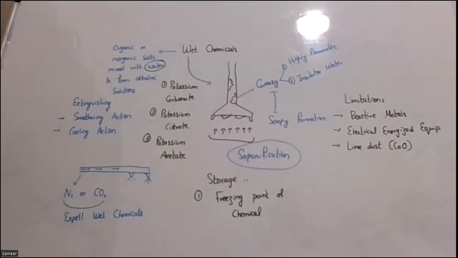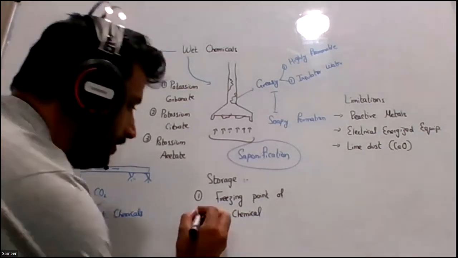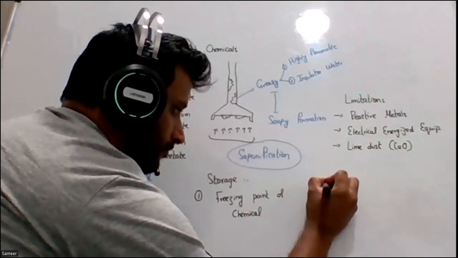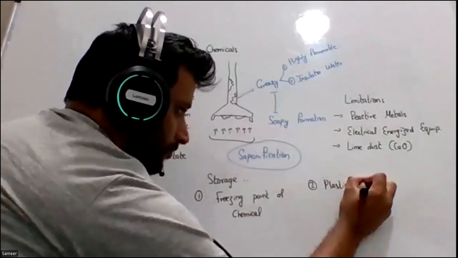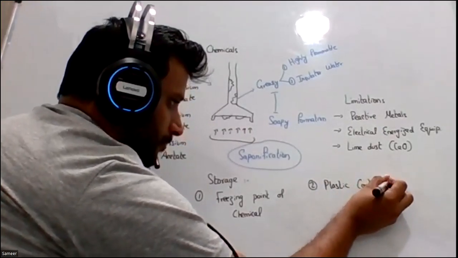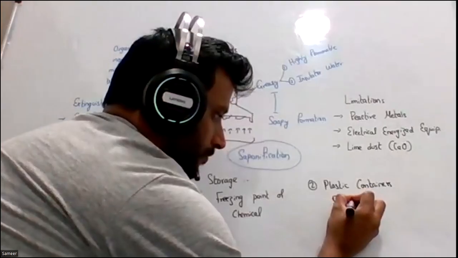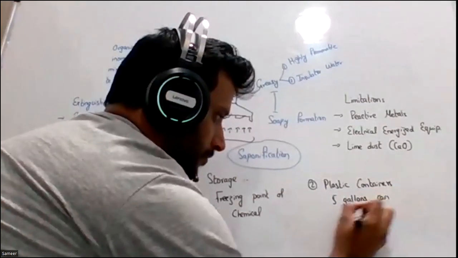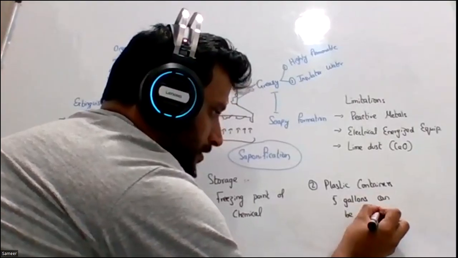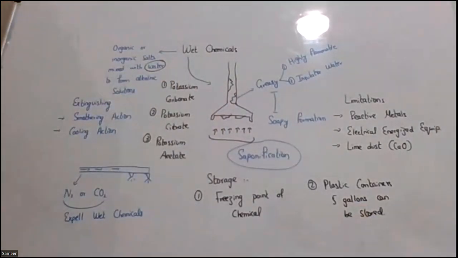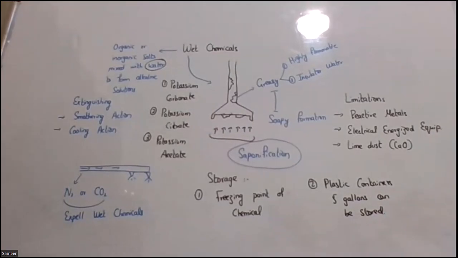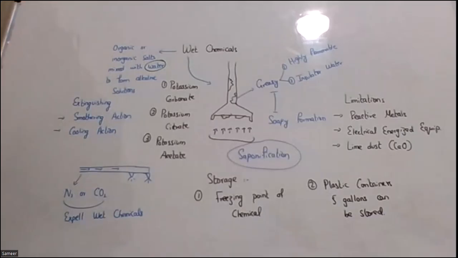Okay. And one more thing, storage. Yes, plastic containers. Okay, if I want to store wet chemicals, I can store up to 5 gallons in plastic containers. So up to 5 gallons of wet chemical can be stored in the plastic containers. Okay. Any questions on wet chemicals?